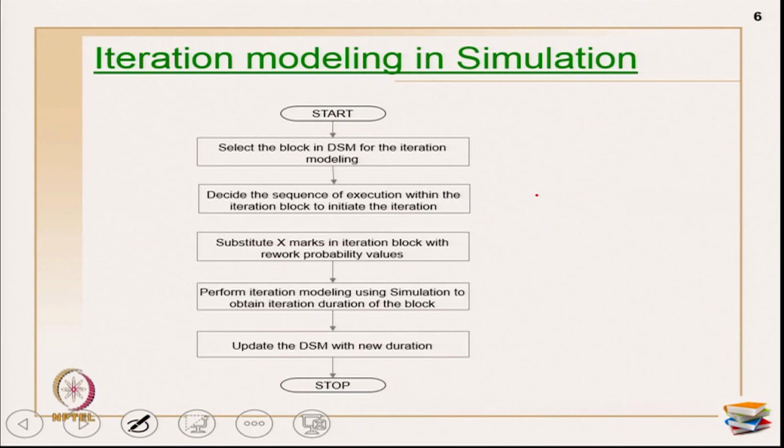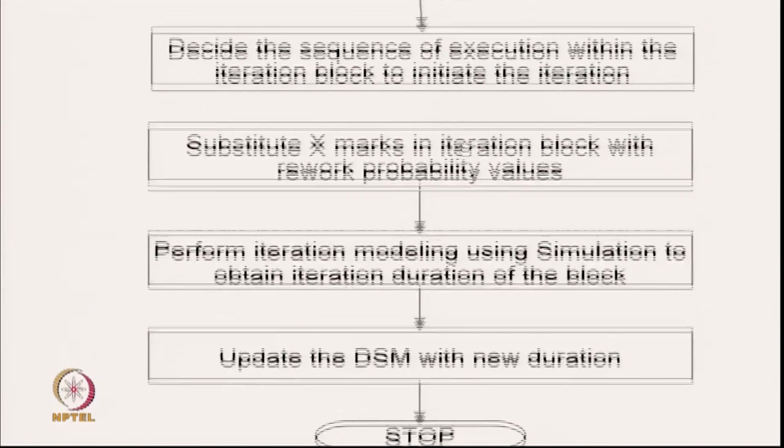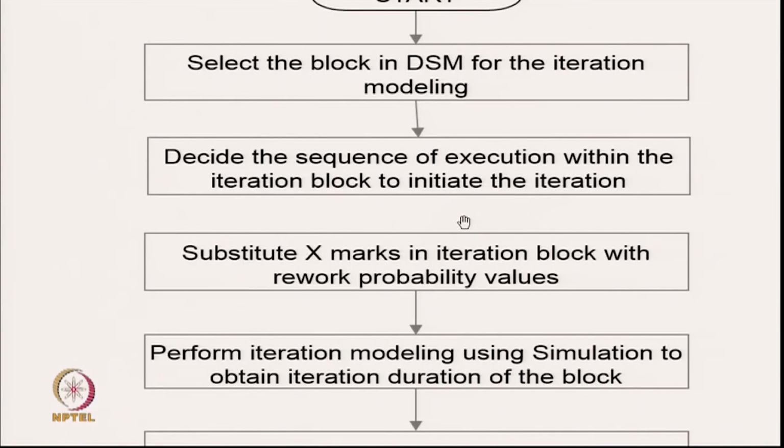So, now coming back to phase 4 or the operation number 4, iteration modeling in simulation. So, simple steps again are given here for the simulation exercise. First, select the block in the DSM for the iteration modeling. So, you have to really select the block in the DSM for iteration modeling.